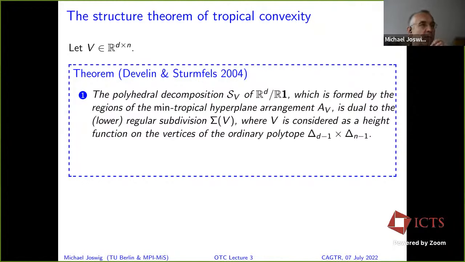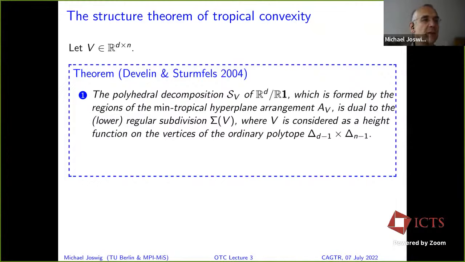Now, there's a third object, and this is sigma V. The sigma V at first comes from a completely different world. So now I'm forgetting tropical geometry for a second. I'm thinking about classical polytopes. So now delta D minus 1 is the convex hull, the usual ordinary convex hull, of the D standard basis vectors in R to the D. They lie in a hyperplane. And so this is just a regular D minus 1 dimensional simplex with D vertices. And similarly, delta n minus 1 is a regular n minus 1 simplex.